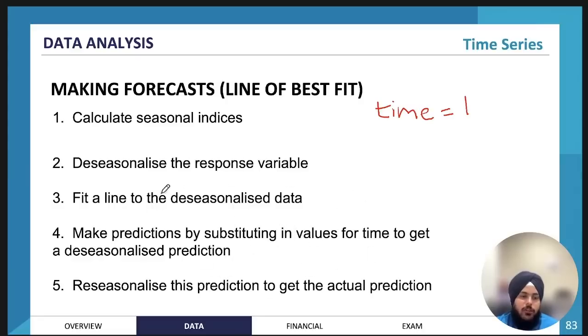Once you've modeled the value, you can use that model to make a prediction about a certain value. Let's say 20 years down the line, what's going to be the ice cream sales if we continue on this pattern. Again, it's going to be extrapolation, so the value is going to be very inaccurate. And then finally, we need to reseasonalize this prediction to get the actual prediction, because we've only calculated the deseasonalized value, not the actual value.